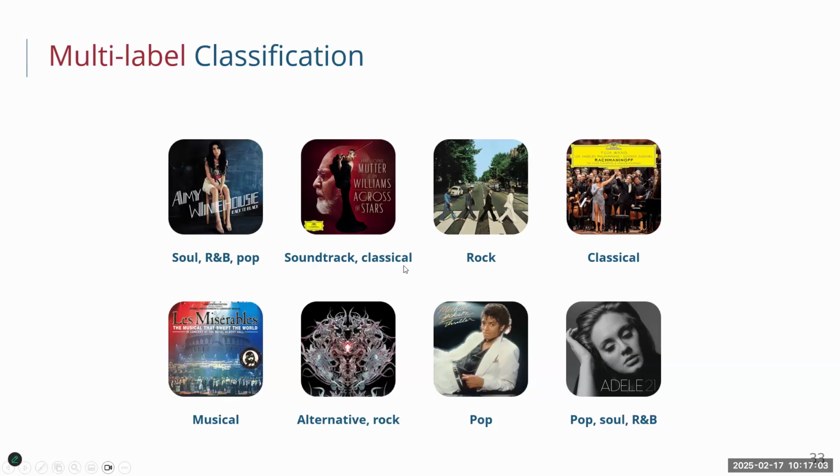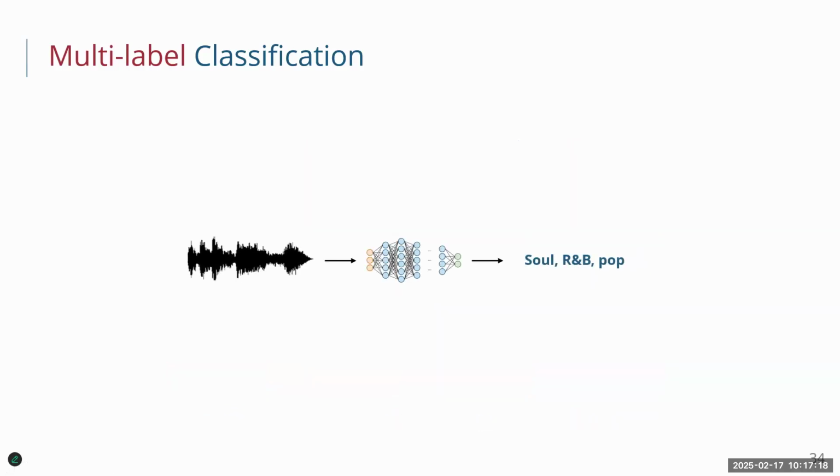Sometimes it's soundtrack plus classical rather than just soundtrack or just classical. It's both. Or it's alternative, but alternative is also part of rock. And sometimes it's a mix: soul, R&B, and pop. So the way we do it is that we have this model that has some audio input, and the output would be a bunch of different texts.